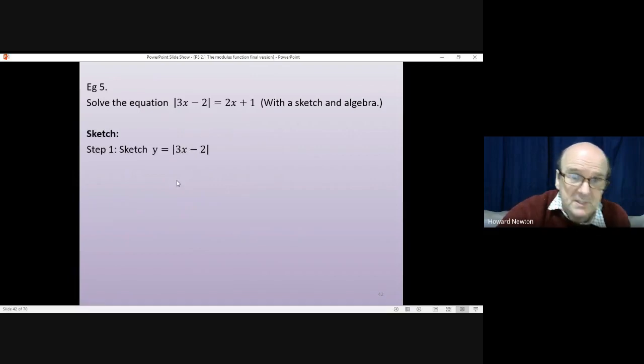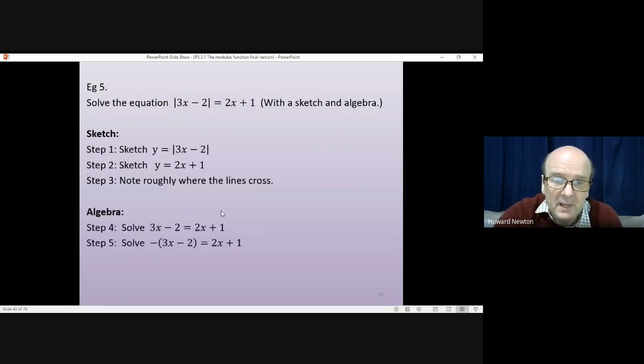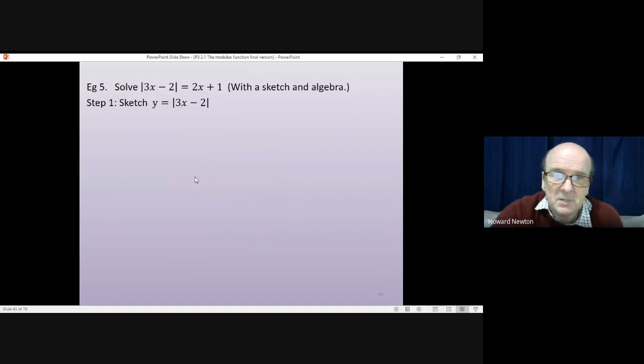So, doing the sketch. First of all, we'll do a sketch of y equals the modulus of 3x minus 2. Then we'll do a sketch of y equals 2x plus 1. Then we'll do as before, we'll know roughly where the lines cross, not exactly this time. And then we'll go through the whole thing algebraically. So to begin with, we'll do a sketch. Sketch of y equals the modulus of 3x minus 2.